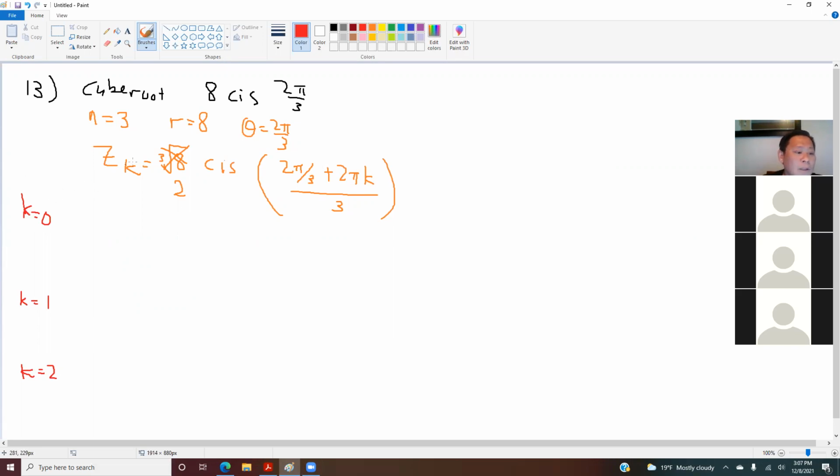So what you do here is you plug k to become 0. So you will get 2 CIS 2 pi over 3, because our k in this case is 0. So that means this term is 0. So then you got 2 pi over 3 over 3. What is 2 pi over 3 over 3? 2 pi over 3 over 3 is 2 pi over 9.